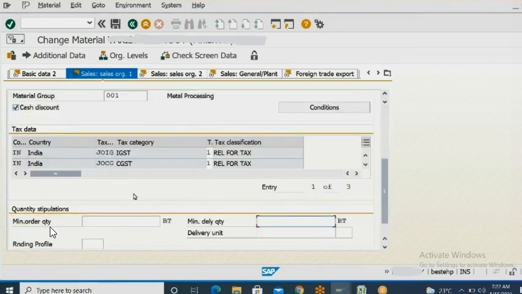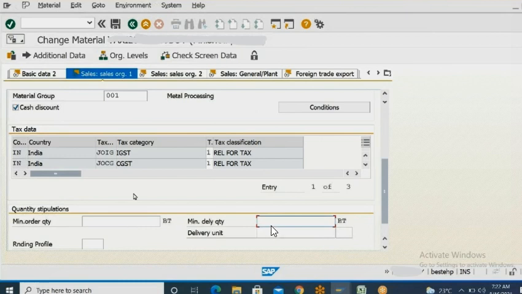Next we'll discuss minimum order quantity. If you maintain some quantity here, then while creating a sales order, if the order quantity is less than the minimum order quantity, the system will give a warning message. Suppose we maintain minimum order as 100, and we are creating the order for that particular material with 80 quantity, then the system will give a warning message.